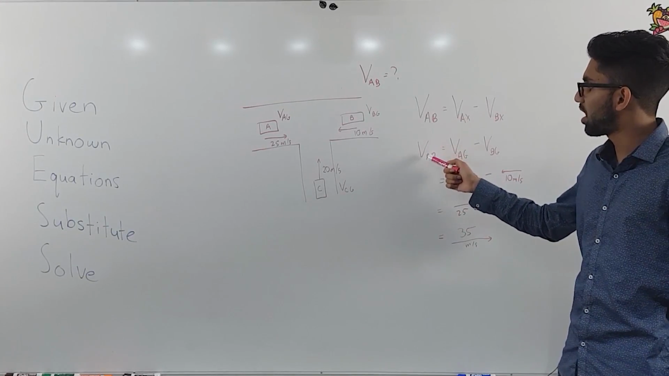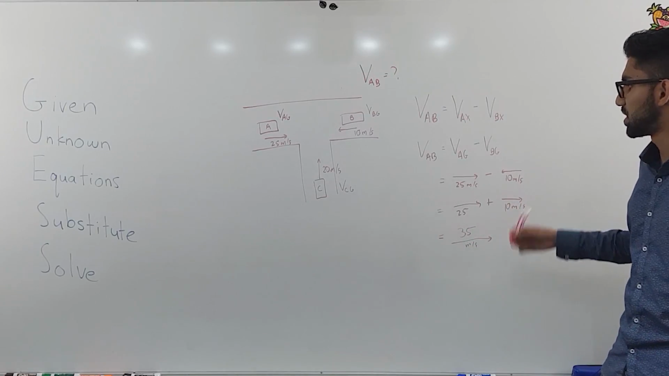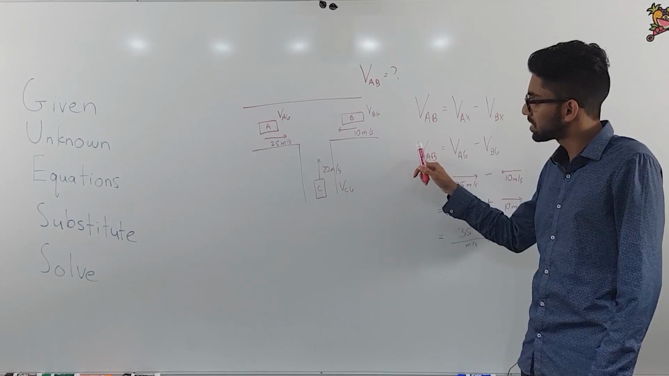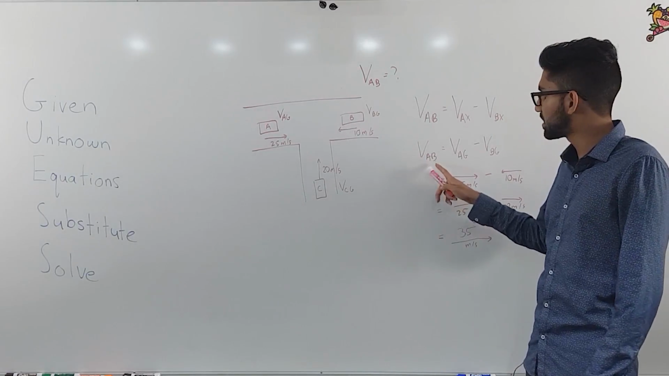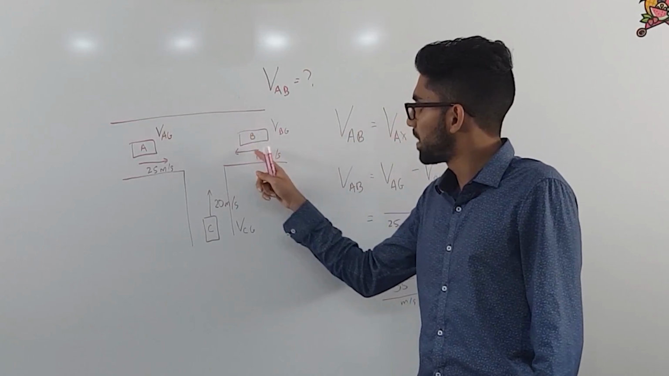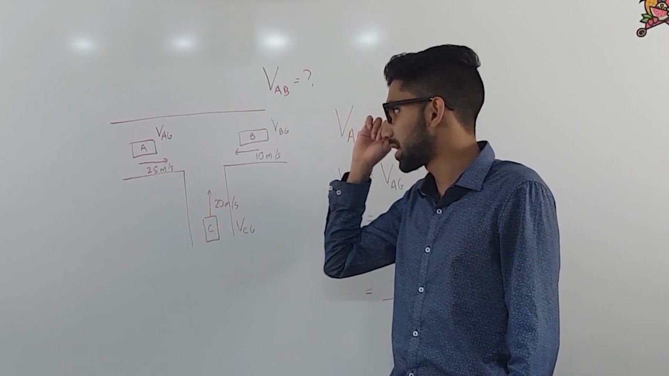The velocity of car A relative to car B is 35 meters per second to the east. So remember, what does this actually mean? This means, what is the velocity of car A if you were sitting inside car B? So let's pretend we're sitting inside car B and we're driving 10 meters per second and this car's coming towards us at 25 meters per second.